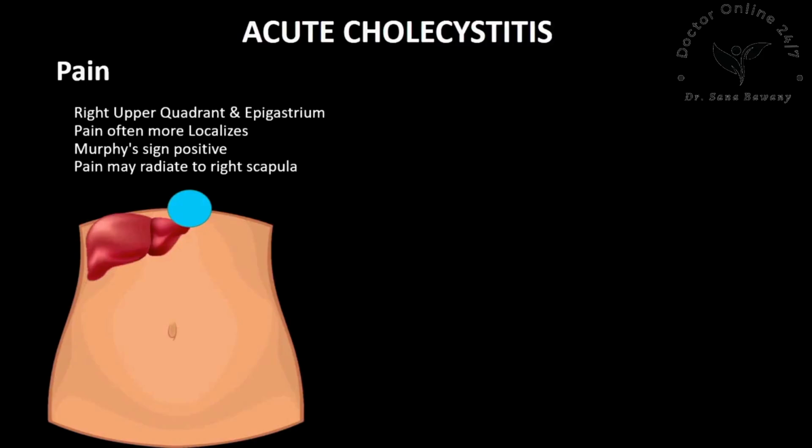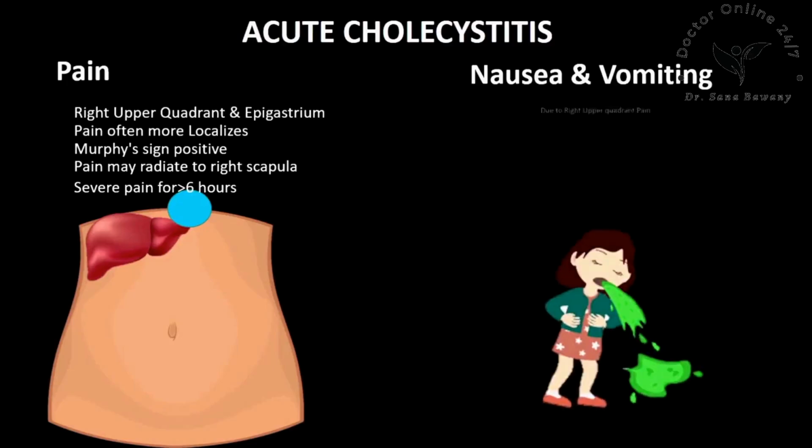What's important to note here is that pain in acute cholangitis is severe, and it's greater than 6 hours. So as soon as a patient has pain greater than 6 hours, it's usually upgraded to what we would consider acute cholangitis. Some other important signs and symptoms of acute cholangitis include nausea and vomiting. This is due to right upper quadrant pain.